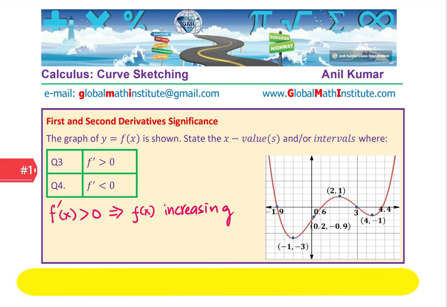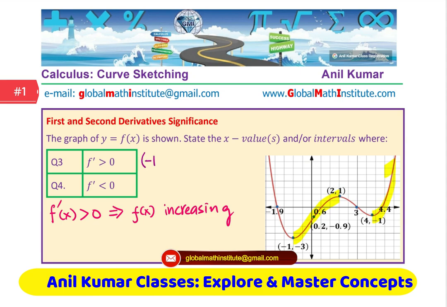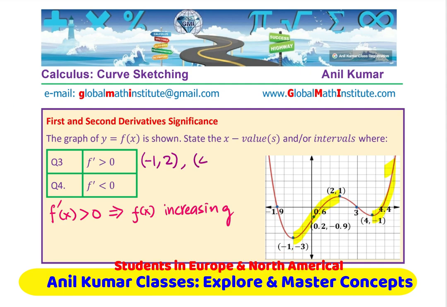So that becomes an interval. So the function is increasing from the minimum to this maximum and then from this minimum onwards, correct? So that gives you the interval from minus 1 to 2, correct? And from 4 to infinity. Make sense? So that is how we will answer question number 3.